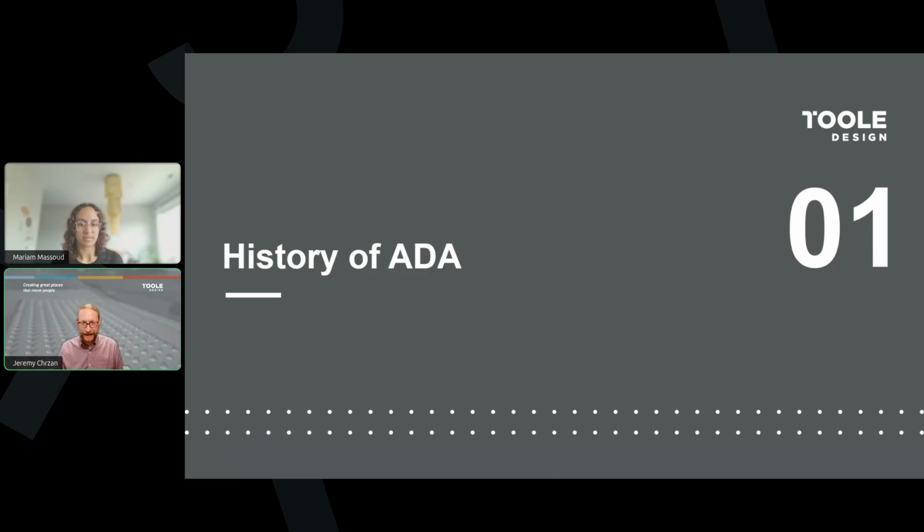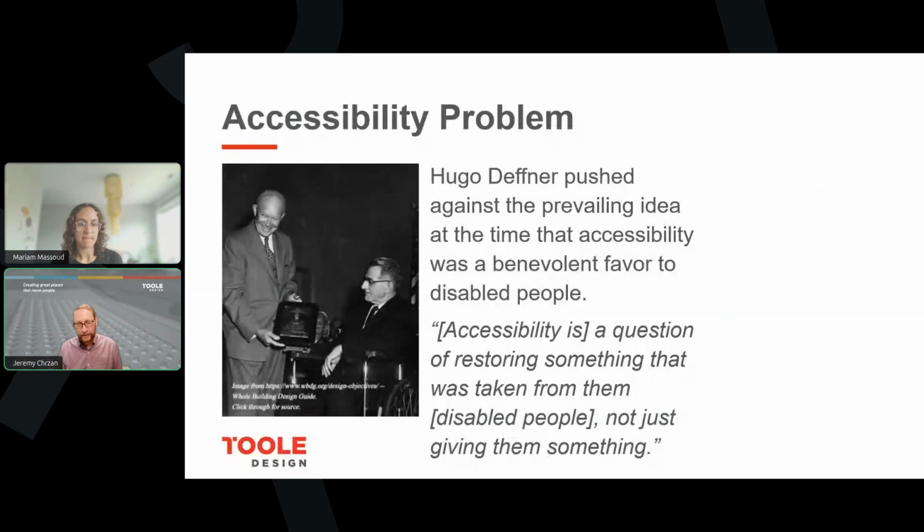So the history of the ADA is very much a long history, and it predates the ADA itself, the Americans with Disabilities Act. It goes all the way back to the 1950s, when you had people like Hugo Deffner, who was an activist campaigning for accessible architectural design, and he was invited by Dwight D. Eisenhower when he was president to come to Washington and receive the 1957 Handicapped Man of the Year award.